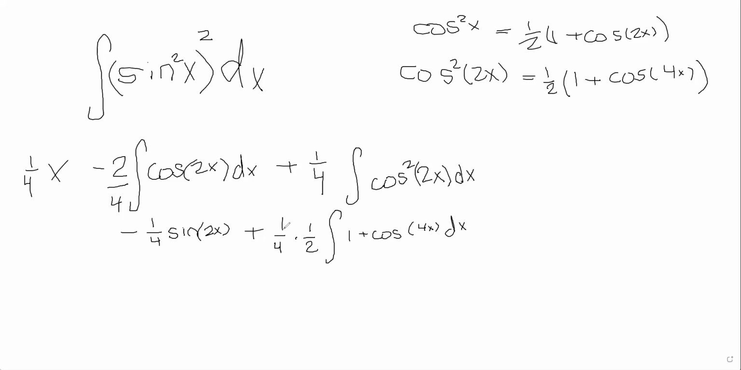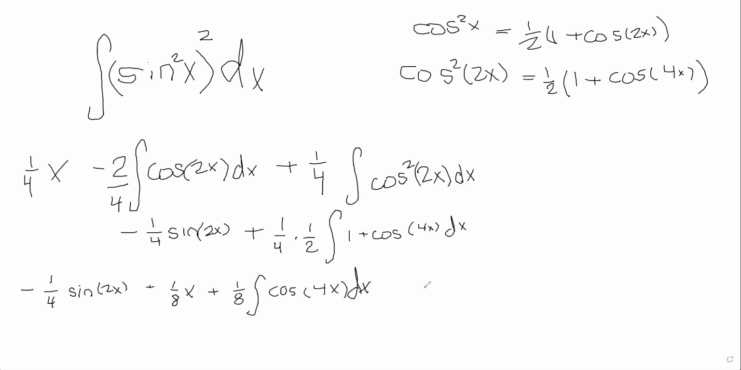And then we're going to have this coefficient be 1/8. And then we're going to make this into an integral of just 1. That turns into x. And then I'm going to make another integral. I'm going to distribute the 1/8 to the other integral, cosine of 4x dx. So then we're almost done.